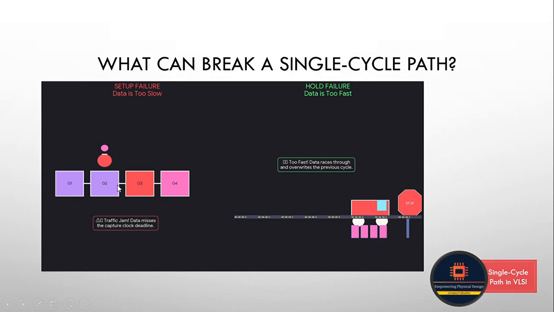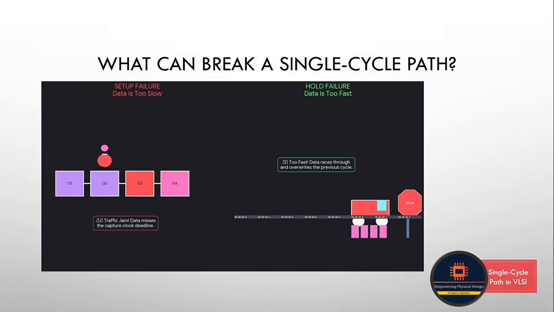Look at the left side of the screen. This is our setup failure. Here the data path is caught in a traffic jam. There are too many logic gates, or the wire is too long. The data moves so slowly that it misses the train, the next clock edge. To fix this traffic jam, we must upgrade the engine. We must change the logic gates to physically bigger, ultra fast cells that can push the signal through quickly.